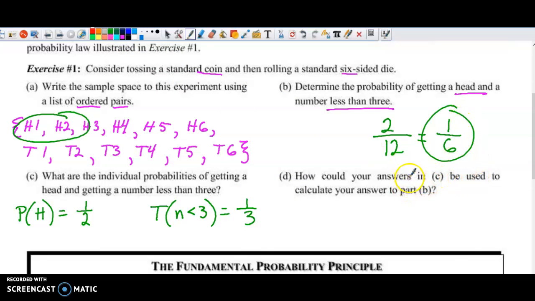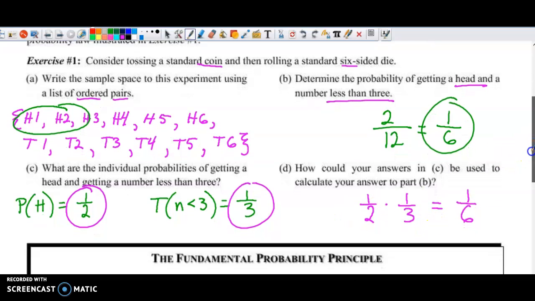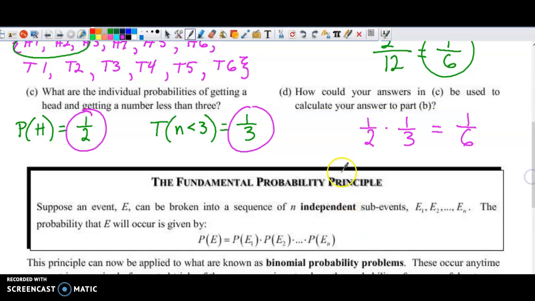What they're trying to get you to think about is a different way of getting this answer. If we look at the 1/2 and the 1/3, is there an operation I can do to those two things to get 1/6? Sure, you could have multiplied. We call this the probability of independent events. Getting a head had nothing to do with rolling the 6-sided die, so they're independent of each other. One event does not depend on the outcome of the other.